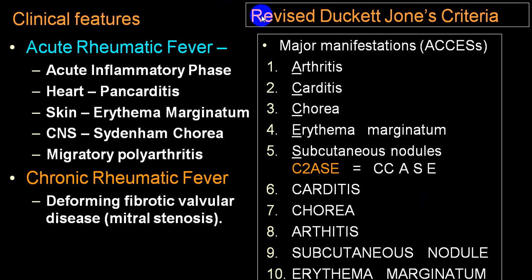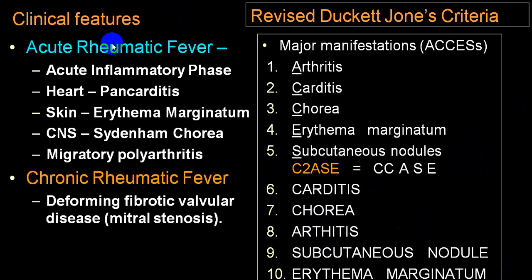These are called revised Jones criteria. We have already mentioned these are the 5 major criteria, and these are the minor criteria which you can put forward. All these criteria are there. That is arthritis, carditis, chorea, erythema marginatum and subcutaneous nodule. There is another way of remembering: carditis, chorea, arthritis, subcutaneous nodule and erythema marginatum. This is the way you can remember.